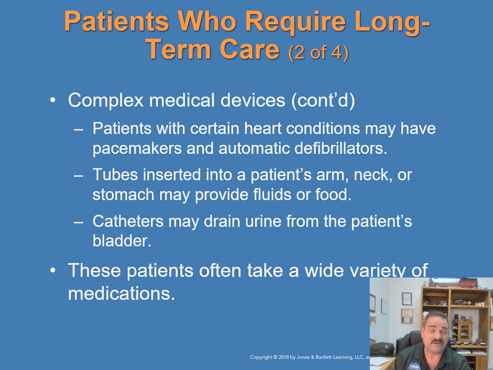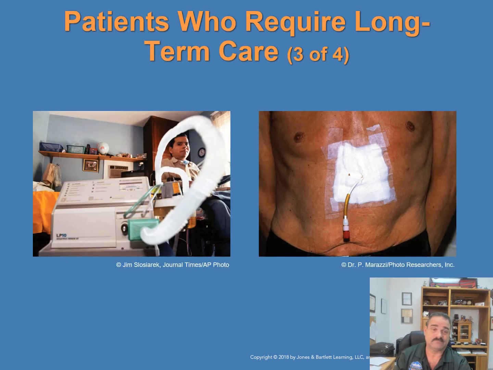Patients with certain heart conditions may have pacemakers or automated defibrillators. Tubes inserted in the patient's arm, neck, or stomach may provide fluids or food, or may be a conduit for when they go for chemotherapy treatment. Catheters may also drain urine from the patient's bladder as well. These patients take a wide variety of medications.